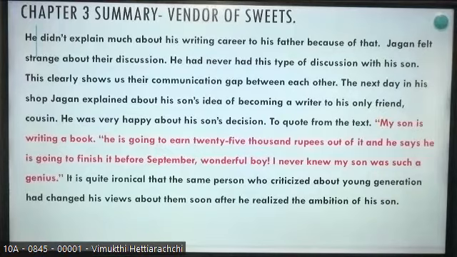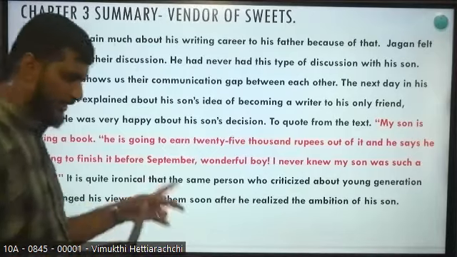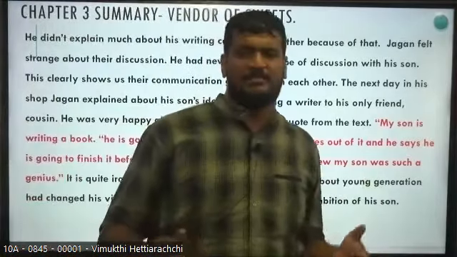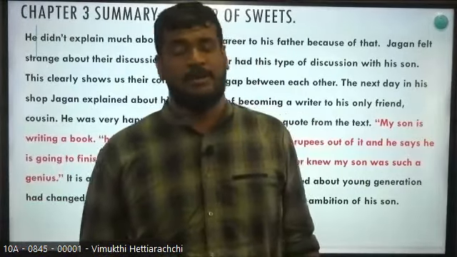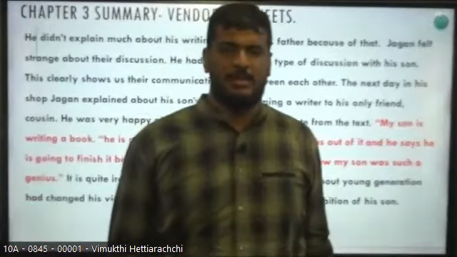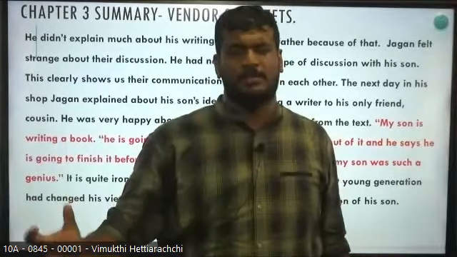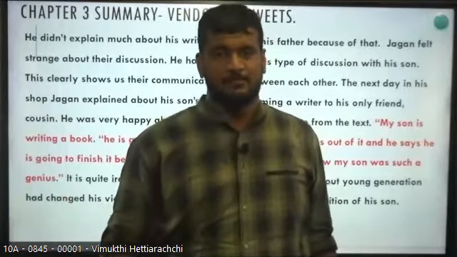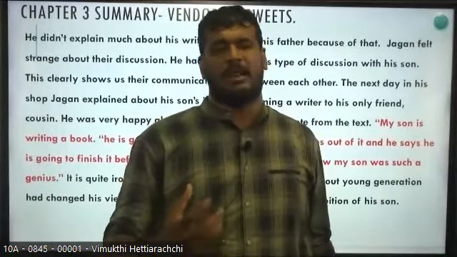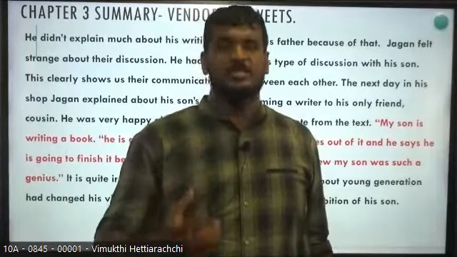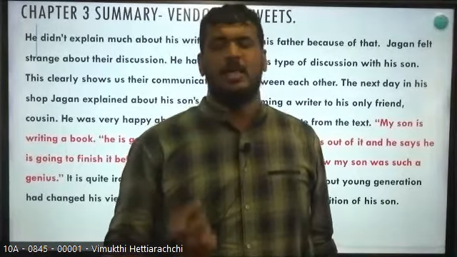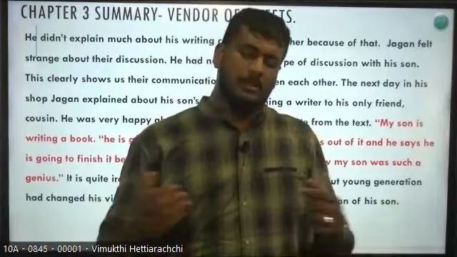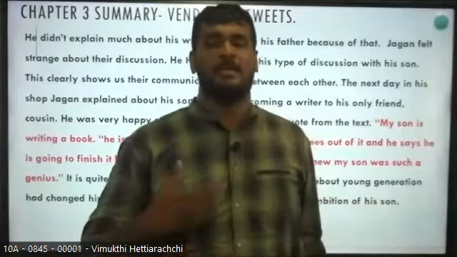The next day in his shop, Jagan explained about his son's idea of becoming a writer to his only friend Kazim. Now make sure to remember, even though Kazim can be identified as a minor character, the contribution done by Kazim's character cannot be underestimated, my dear students. From the very beginning to the end of the chapter, you can see the appearance of Kazim's character. So Kazim can be identified as a very much important character. He is the only friend. He is the subordinate. He is the arbitrator. He is the mediator in the novel. The bridge of communication is actually built by Kazim.